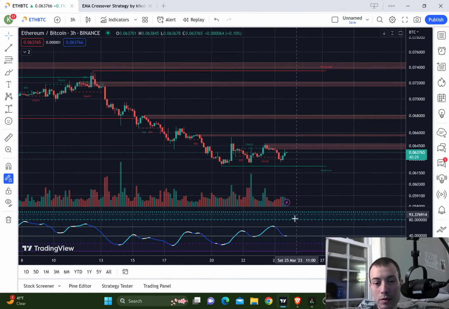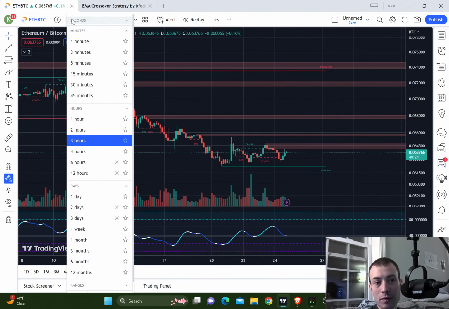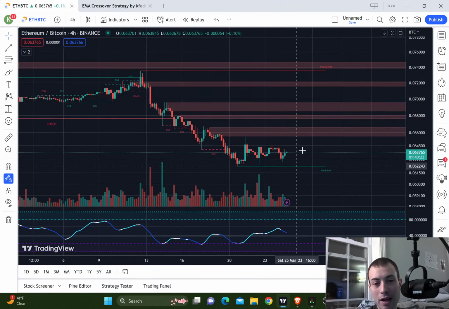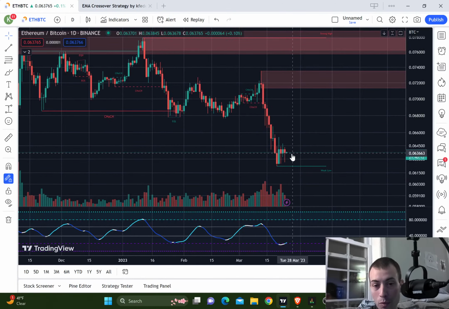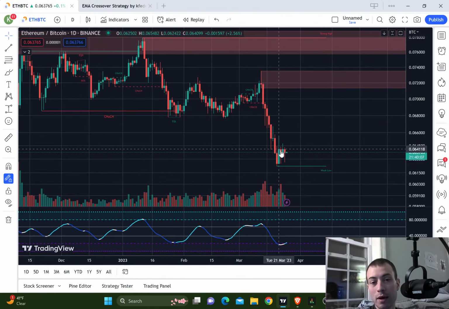So when it basically breaks this area, that should cause it to flip white. Breaking here should cause this to flip white when it on the daily has already flipped white. Basically trying to say that we are heading north.